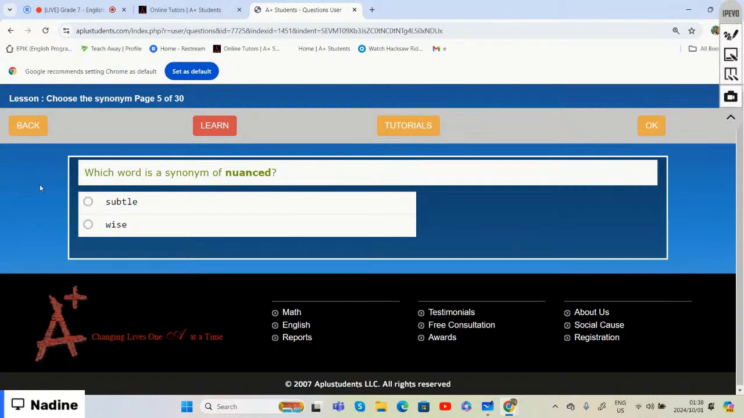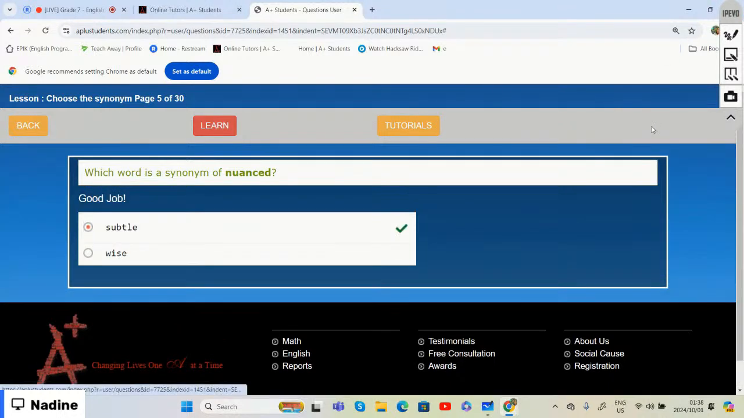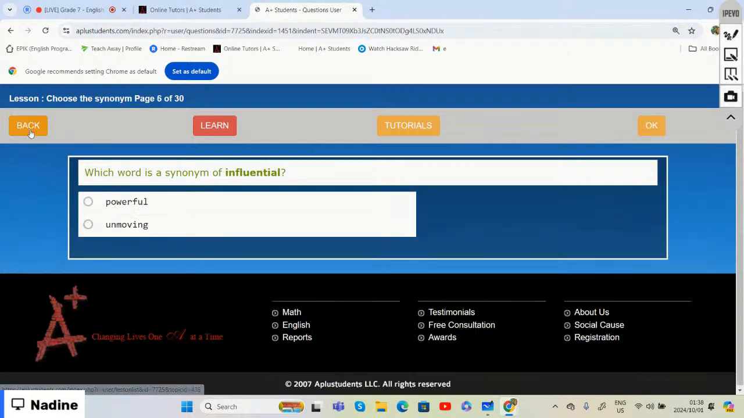All right, and the nuance, right? A word that is the same as or almost the same as nuance, we can say that it is subtle. Yes, because it's like a subtle quality or something. So well done. Subtle is correct.